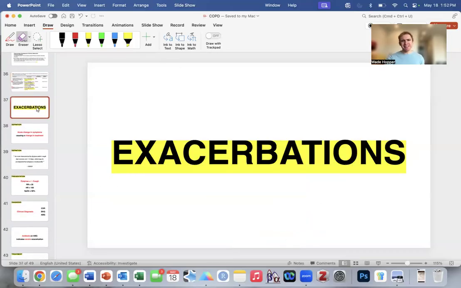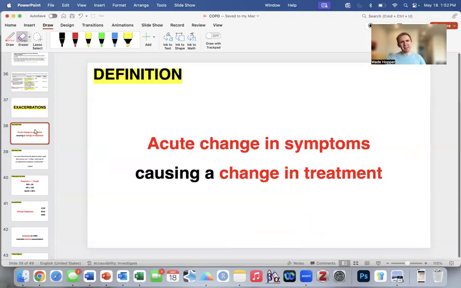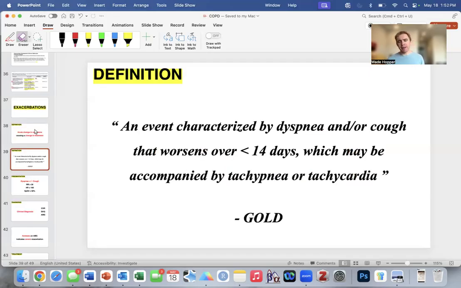So let's talk about COPD exacerbations. An exacerbation is, for the layperson, defined as an acute change in symptoms causing a change in treatment. The GOLD guidelines will define it as an event characterized by dyspnea and or productive cough that worsens over the course of 2 weeks or less, which may be accompanied by tachypnea or tachycardia. So a very subjective definition, even though it does have some specific features in there, it's still a pretty subjective definition. How bad's the dyspnea? How bad's the cough? It may be accompanied by tachypnea, tachycardia.